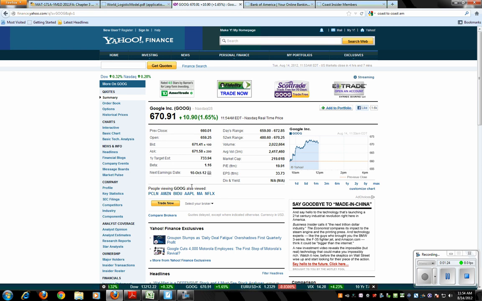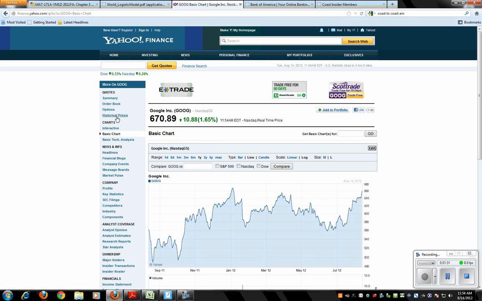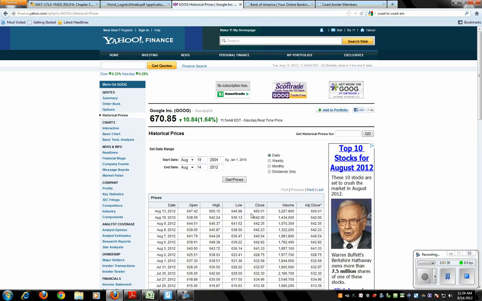What we're going to do is come over to the side here and click on Basic Chart, and then Historical Prices. And you're going to get a lot of prices through here. We want to look at weekly, and we're going to go back a year. I'm going to change this to 11. Change this to the 9th. Now this is just before the semester starts.